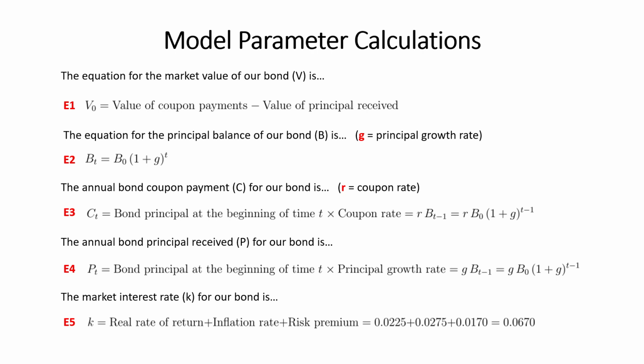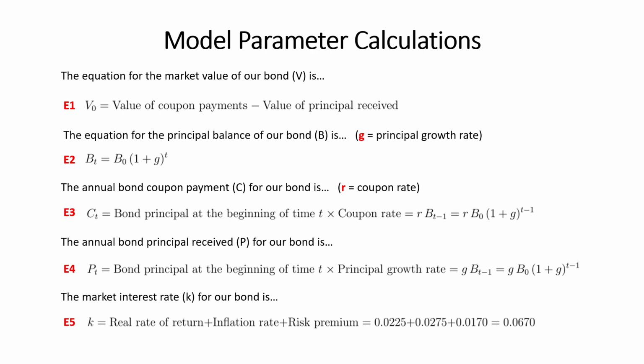Equation E5 is the market rate of interest, small k. This is the same as in the previous slide. So the market interest rate would be the real rate of return plus the inflation rate plus the risk premium. And if we go to our bond parameters, the market rate of interest would be 6.7%.